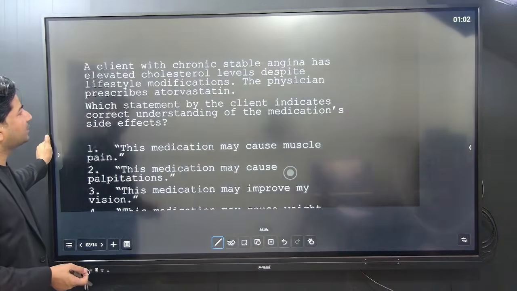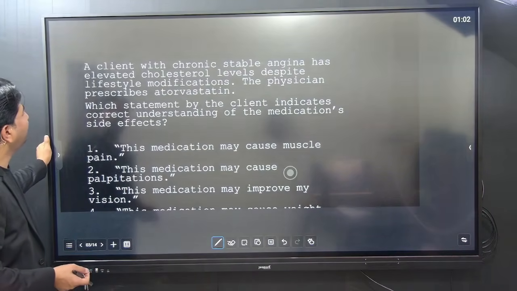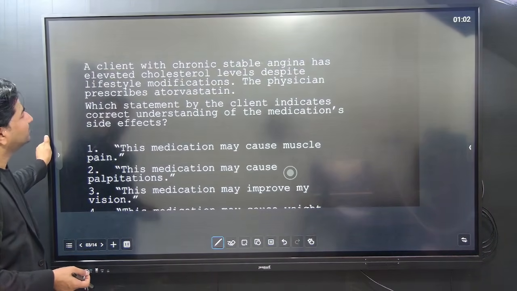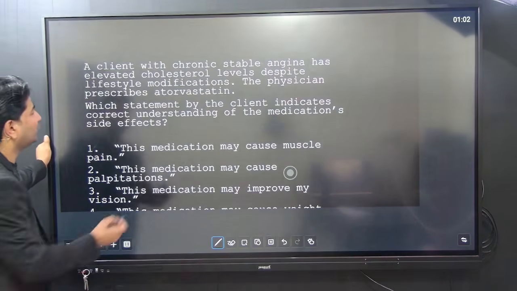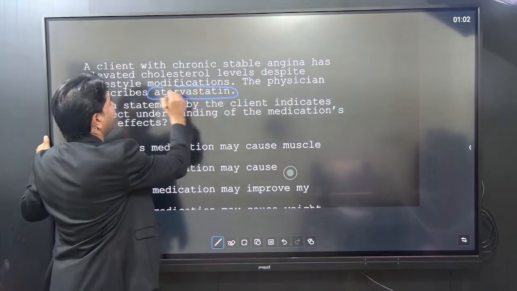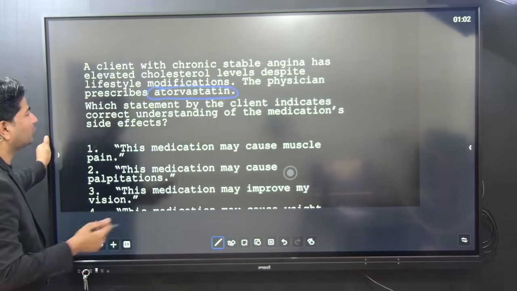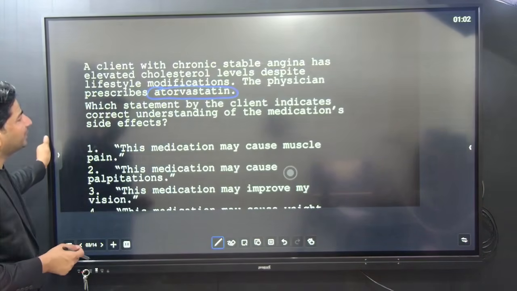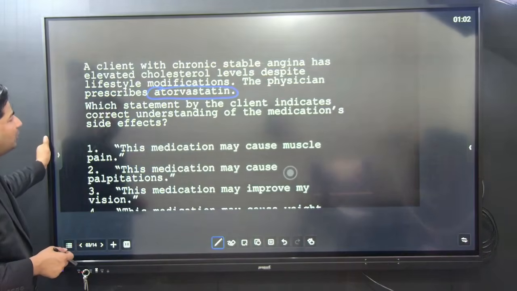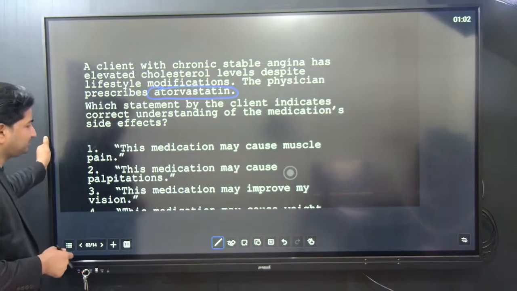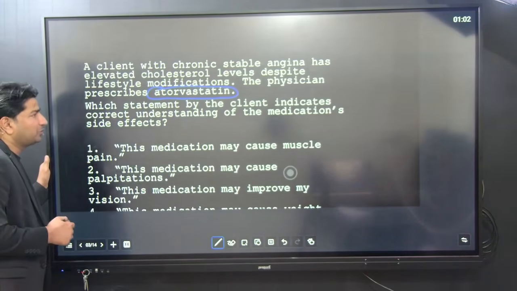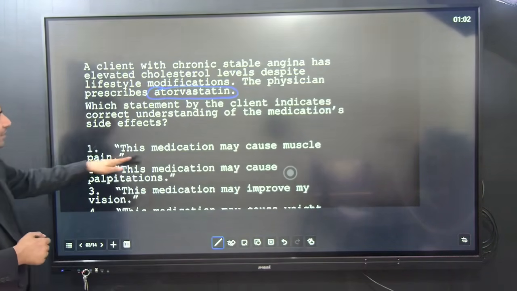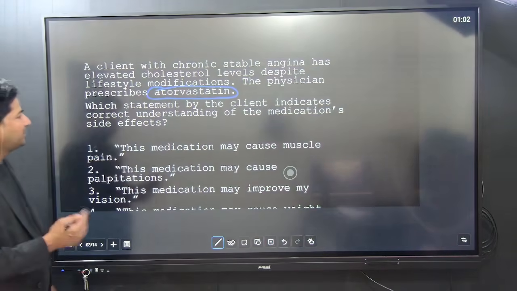A client with chronic stable angina has elevated cholesterol levels despite lifestyle modifications. The physician prescribes atorvastatin. Atorvastatin, this means it's a fat-lowering drug, a drug that reduces cholesterol. Which statement by the client indicates correct understanding of the medication's side effects? So we need to find the true statement, meaning due to atorvastatin, what side effect can occur, we need to see.